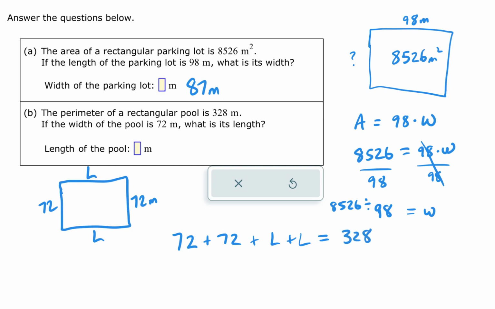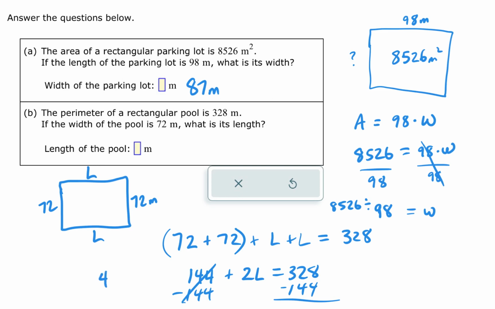Let's simplify this a little bit. 72 plus 72 is 144, and L plus L is 2L. Now we can solve this by subtracting 144 from both sides. This will end up being, I'm going to move this over. Let's see, 8 minus 4 is 4. 12 minus 4 is 8. 2 minus 1 is 1. So we have 2L now is 184. We can divide both sides by 2 and we'll have left over 1L. So half of 184 is going to be 92 meters.